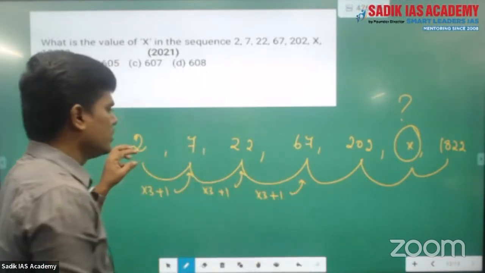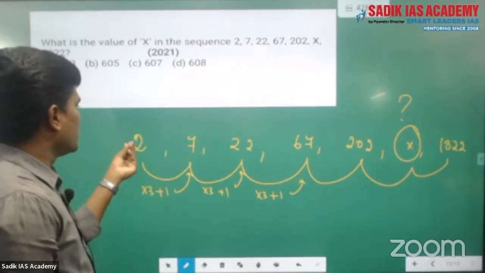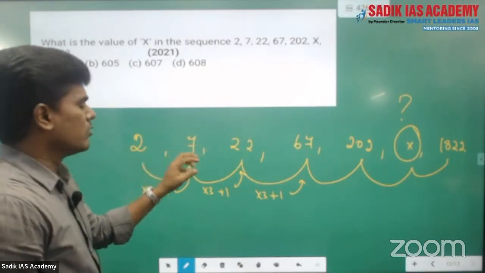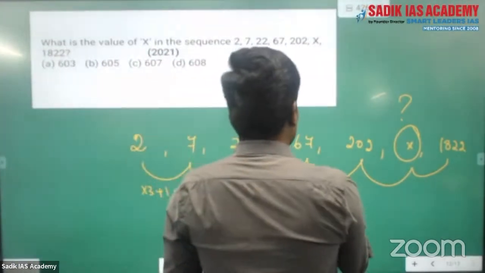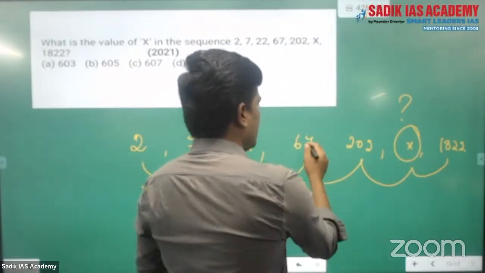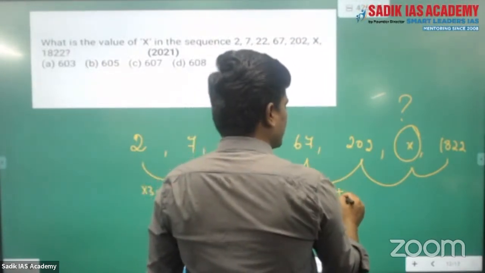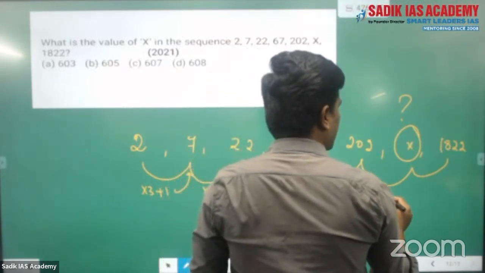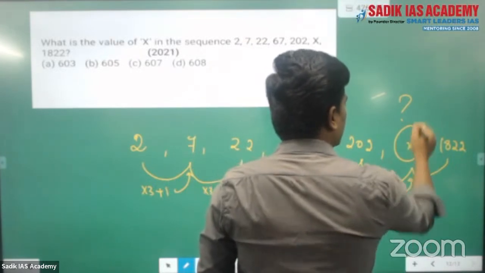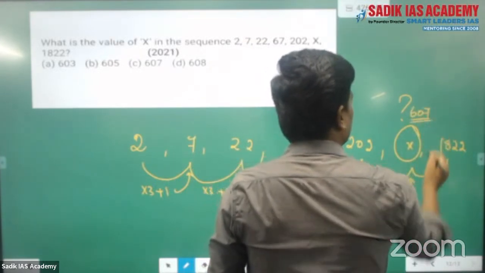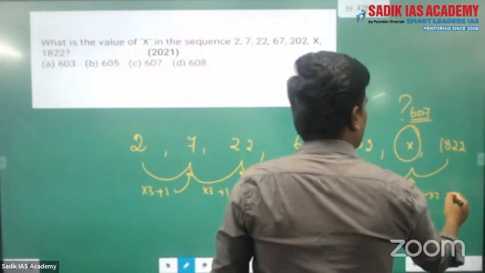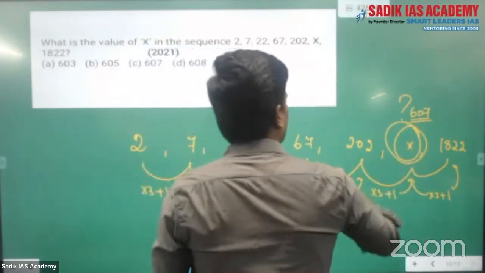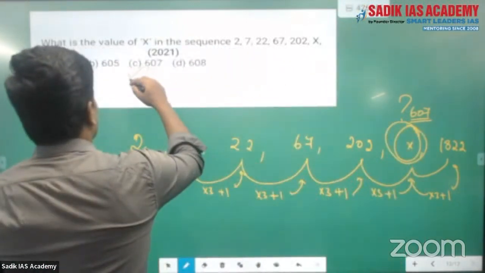So what am I doing here? What is the logic here? Just multiply every number by 3, add 1, you will get the subsequent number. In the same logic here, 67, if I multiply by 3, it is 201, plus 1, it is 202. Again 202, if I multiply by 3, it is 606 plus 1, it is going to be 607. And 607 into 3 plus 1, it is going to be 1822. So the missing number, or the value of X, is going to be 607.